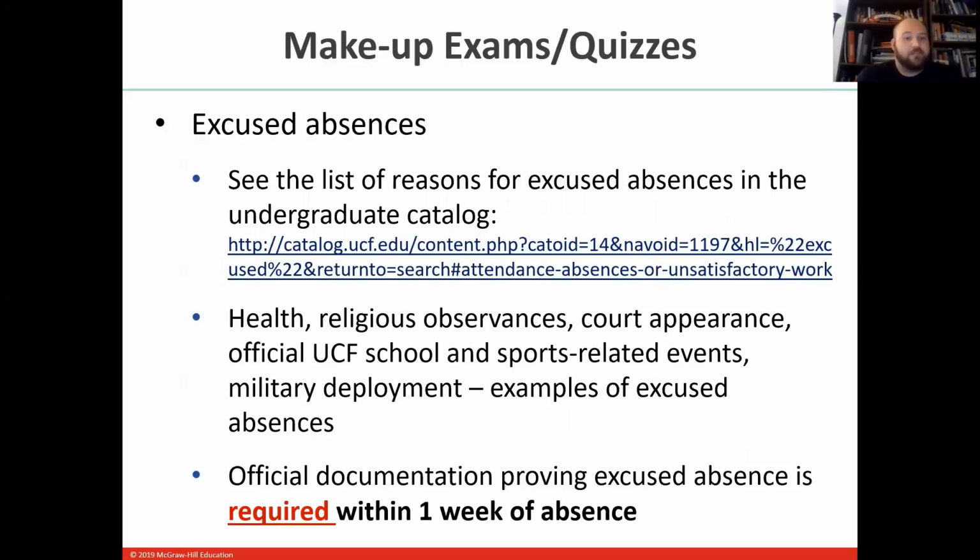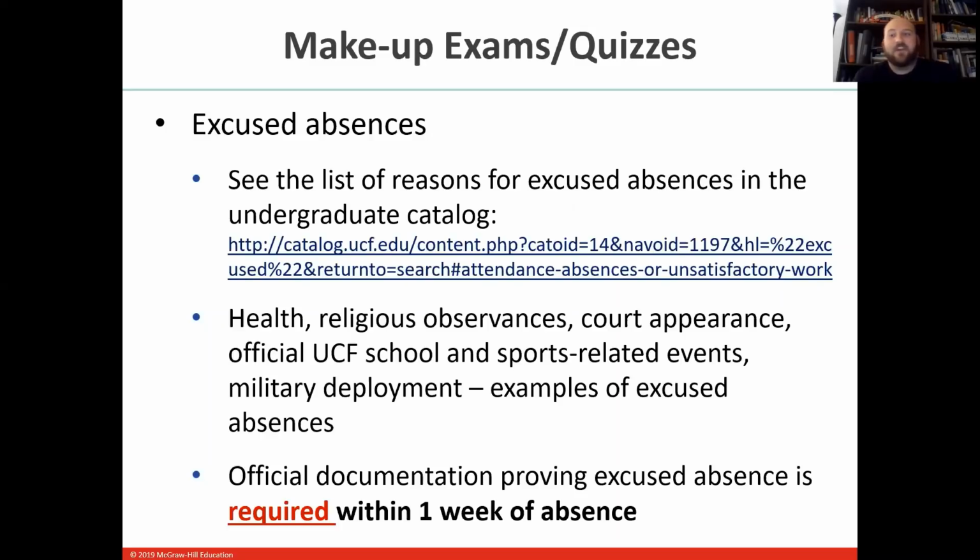As far as the excused absence goes, see the list for reasons for excused absences. Again, this is an asynchronous course, so it's going to be pretty hard to have a good, real excuse. Now, if you're sick for a couple days, I totally understand, especially towards the end of the week where it might interfere with the quiz stuff, but make sure you have a legitimate excuse, and that can be health, religious observances, court appearances, official UCF or sports-related events, military deployment, a bunch of other examples of excused absences. Those are all in the syllabus, so please make sure you look at those before you start talking to me about that. That's just a good general rule.